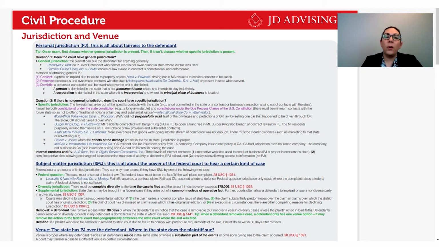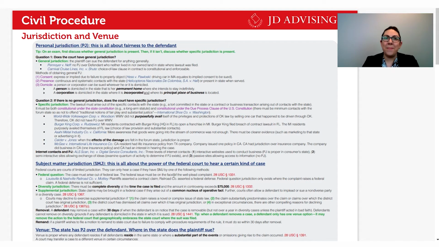So therefore, the court ultimately said that that does not meet the well-pled complaint rule. That does not have a federal claim on the face of the complaint. And the federal court does not have federal question jurisdiction over that particular lawsuit. So if there is no subject matter jurisdiction, the Motleys had to go down to state court and file their case against the railroad in state court.